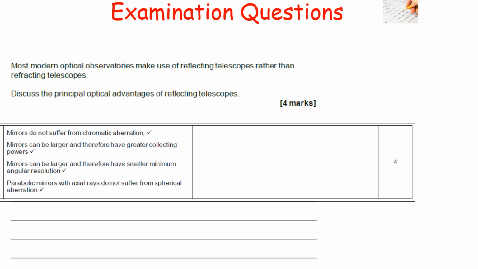Because they can be built larger, it gives you two important things. The larger area means that you get a greater collecting power, and also having the larger area for your mirror will give you a smaller minimum angular resolution. So as a result, you can see things in more detail. Now, in addition, when you have parabolic mirrors, you won't get spherical aberration, which is another advantage of reflecting telescopes.